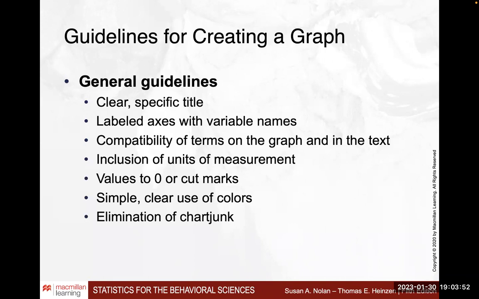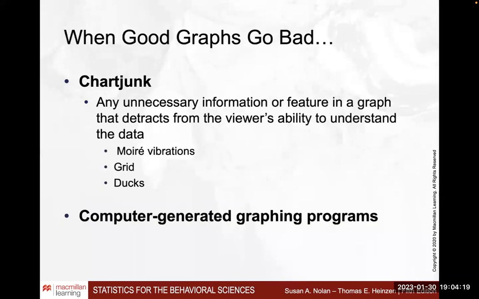If you need to, make cut marks and discontinue the axis, but make sure to add something like a big red exclamation mark to indicate it to your reader so that they know it. Not really an exclamation mark, but make sure you mention it abundantly and don't try to mislead in any way. Use a simple, clear use of colors, if possible no colors at all. And eliminate chart junk. What is chart junk? Chart junk is unnecessary information which nobody needs and nobody should include in the graph.